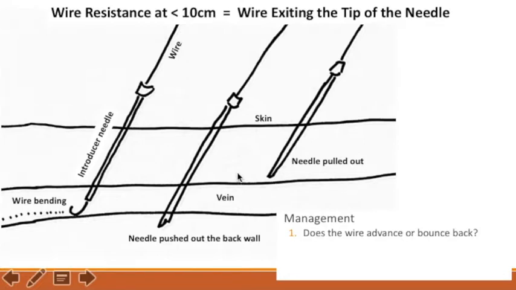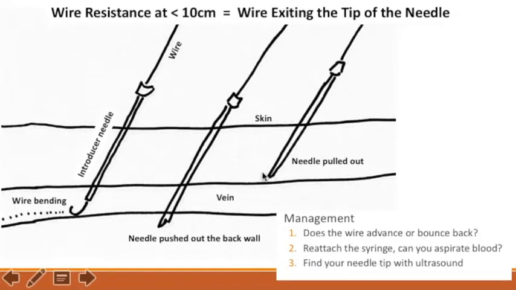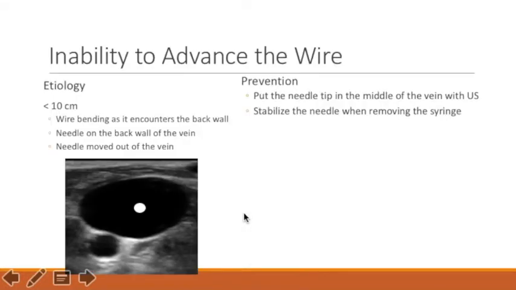If the patient ever says ouch or is having pain or discomfort during the wire advancement, that's usually an indication that you're poking them in the subcutaneous tissue with the wire. So retract your wire, reattach your syringe, and try to aspirate blood. If you can't aspirate blood, then you're not in the vein any longer. And then pick up your ultrasound and find your needle tip and place it back into the vein. So how do you prevent this? So first of all, put your needle tip in the middle of the vein with your ultrasound. A lot of people, as soon as they start aspirating blood, they throw down their ultrasound and start moving.